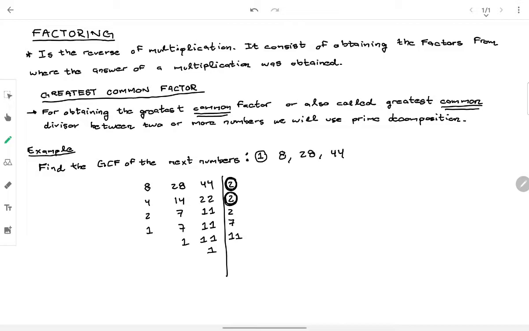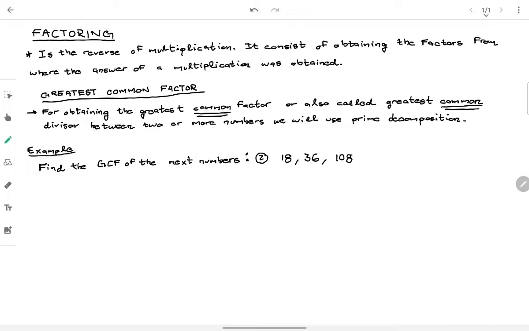So the only common factors were number 2 and number 2. To obtain the greatest common factor of numbers, we will multiply every factor that divides every term. So in this case, it's going to be 2 times 2, so it's going to be 4. Between those numbers, 8, 28, and 44, the greatest common factor or greatest common divisor is going to be number 4. So let's see another example.